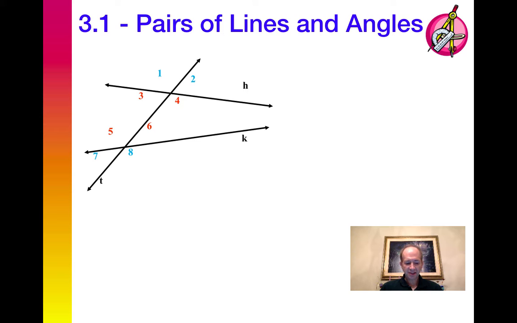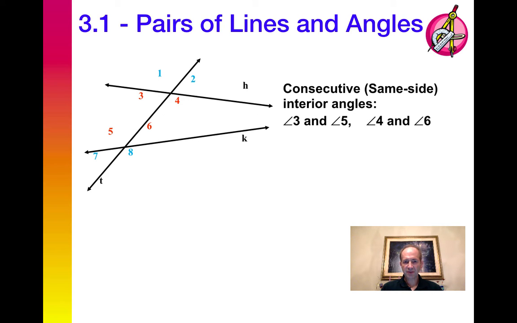Now let's just take these lines here. We have K, and we have H, and we have this T here. T is the transversal. So consecutive or same side interior angles. Same side interior angles are 3 and 5. So here and here, those are consecutive or same side interior angles. And the same thing can be said about 6 and 4.